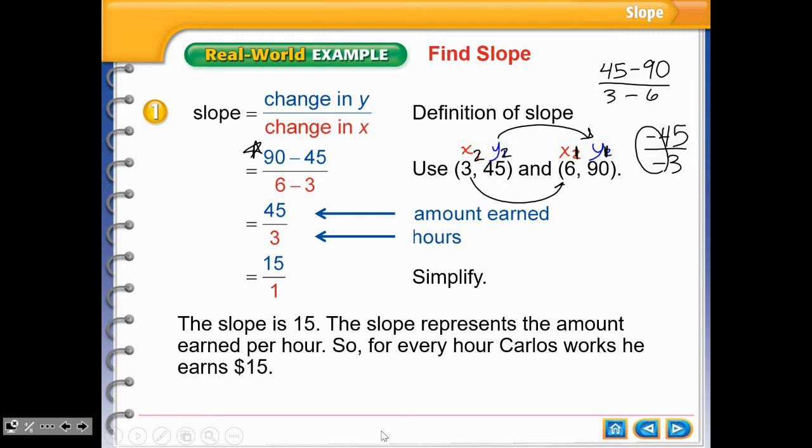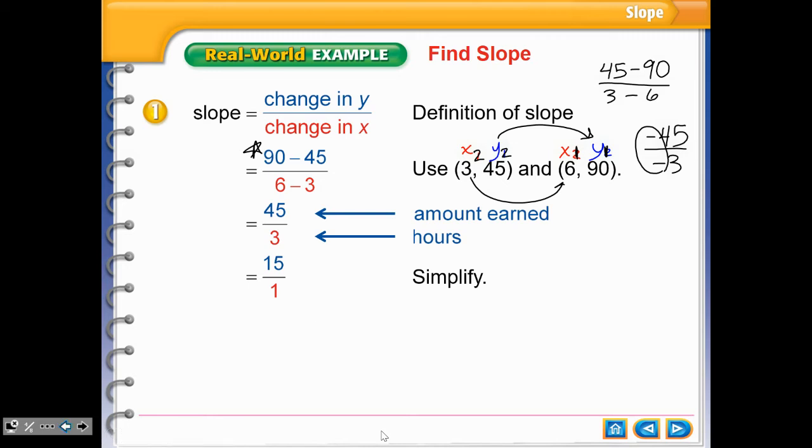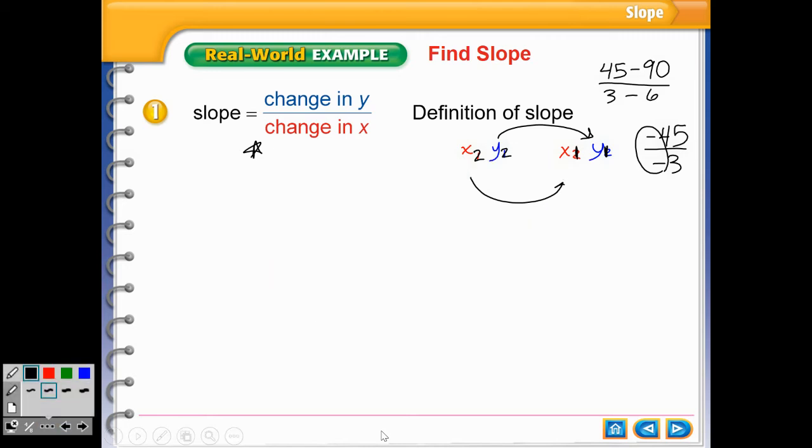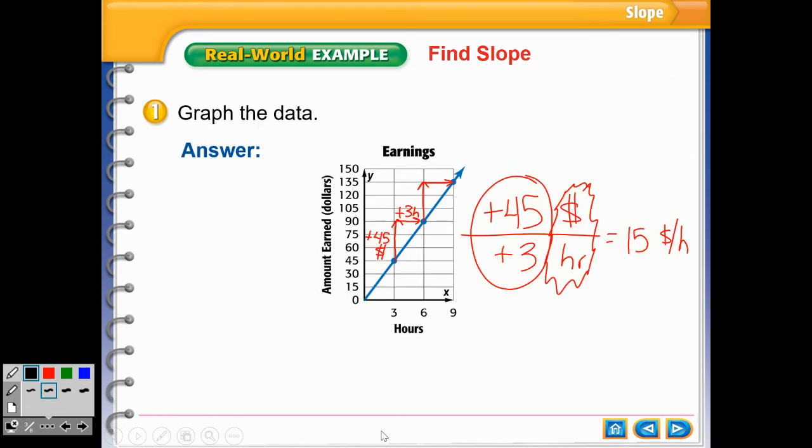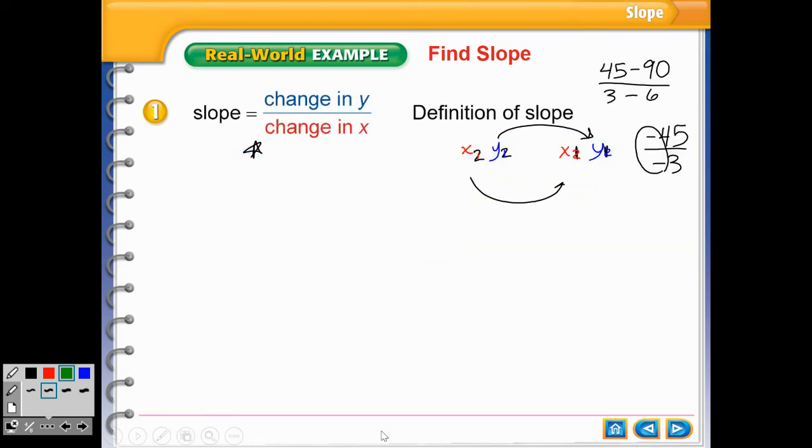If you recall on my previous slide, notice here, there's a reason why I wrote the ratio with the units so that it makes it a little easier to write dollars per hour. All right.